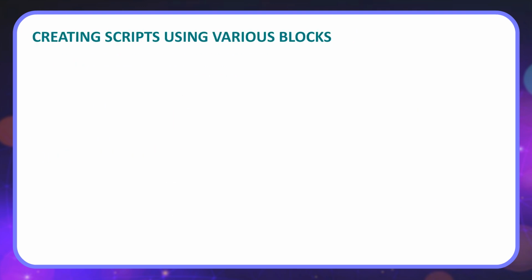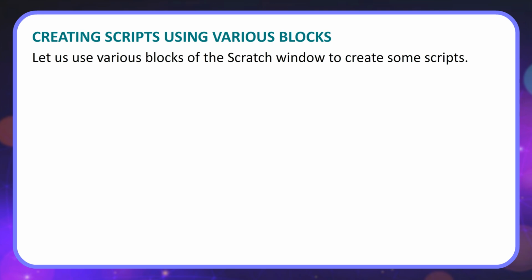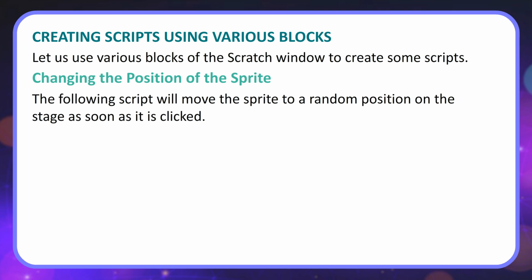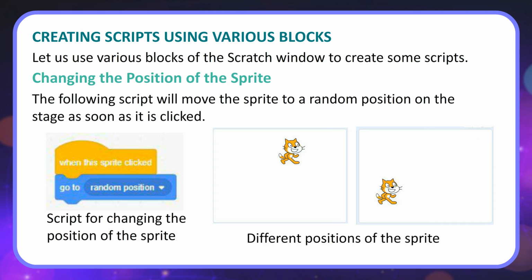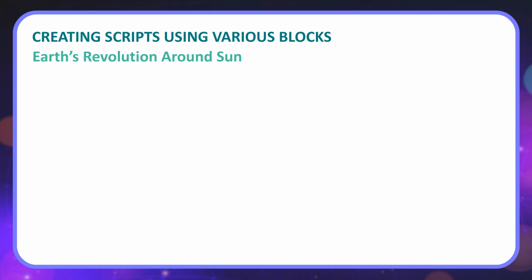Creating scripts using various blocks. Let us use various blocks of the Scratch window to create some scripts. Changing the position of the sprite. The following script will move the sprite to a random position on the stage as soon as it is clicked. Script for changing the position of the sprite. Different positions of the sprite.